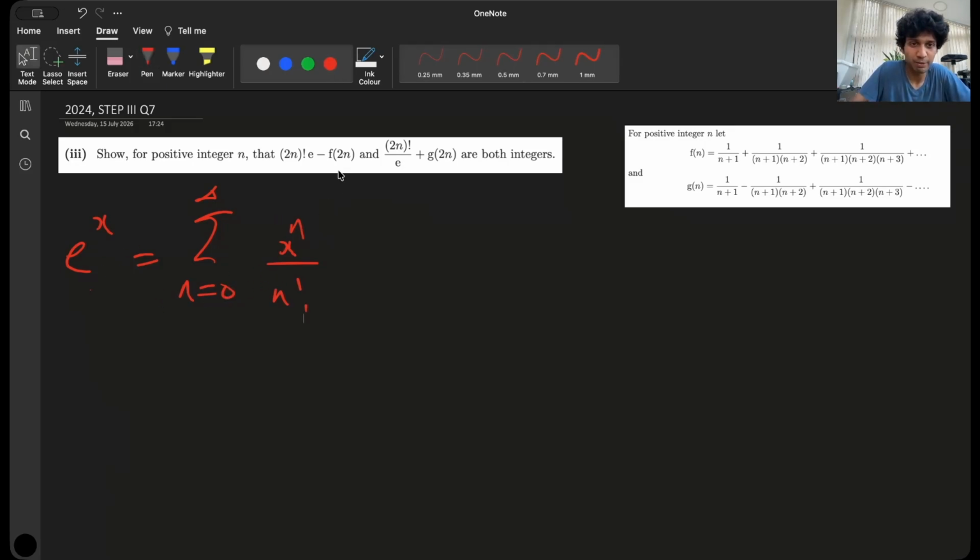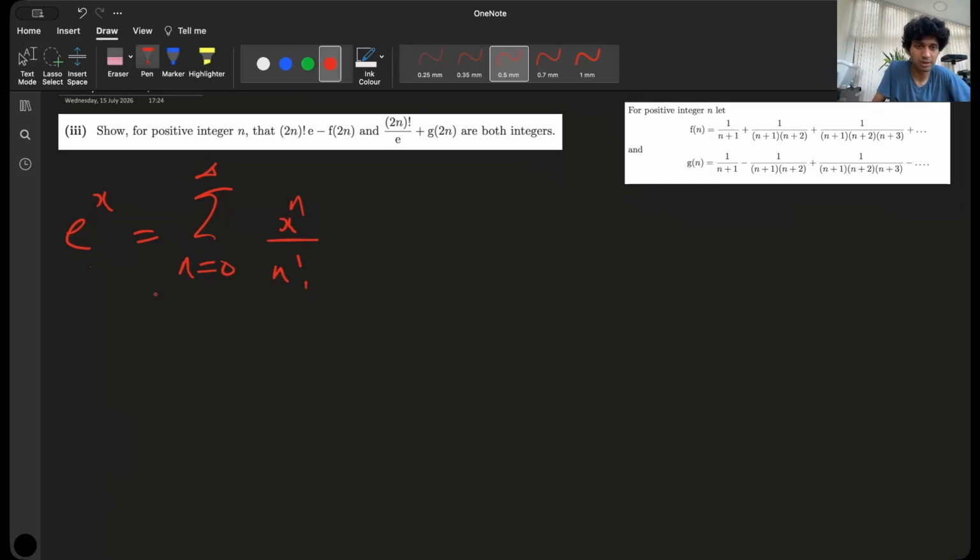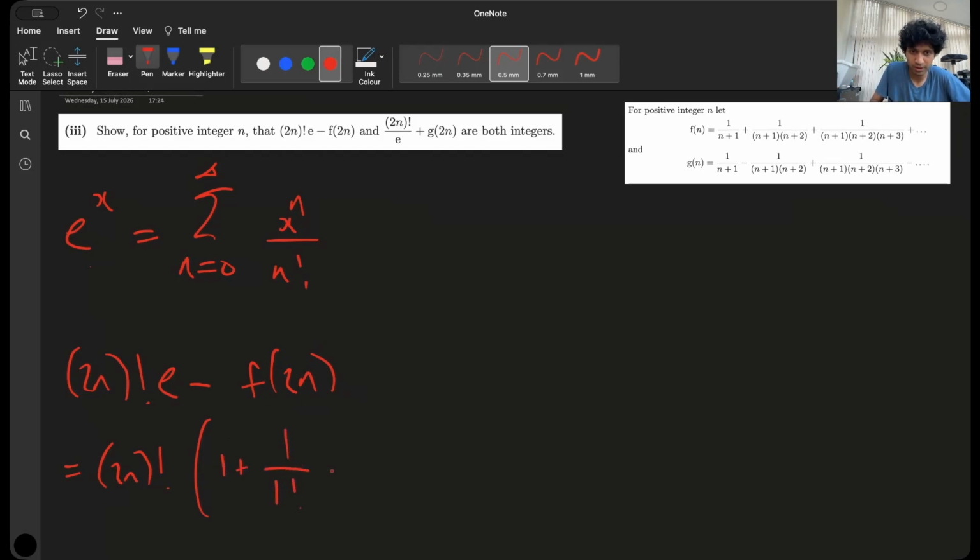And okay, so anyway, we're going to use it in this case. So I think the only sensible thing to do really is just to write out the expressions and hope that something works out. So okay, for example, we can say 2n factorial times e minus f of 2n. So this is equal to 2n factorial times, and I'm just going to write out what e is. So this is 1 plus 1 over 1 factorial plus 1 over 2 factorial plus 1 over 3 factorial, and so on.